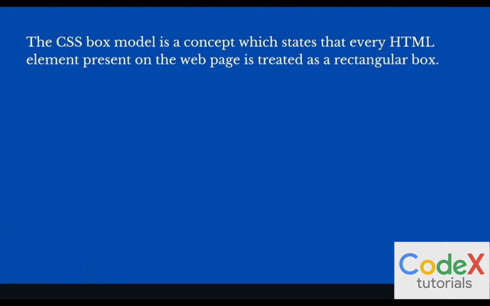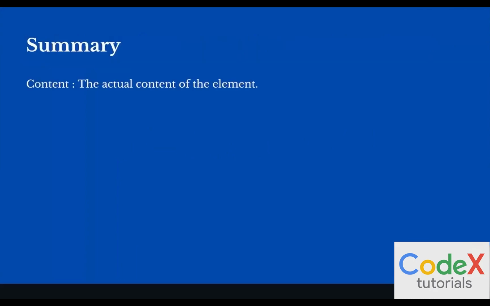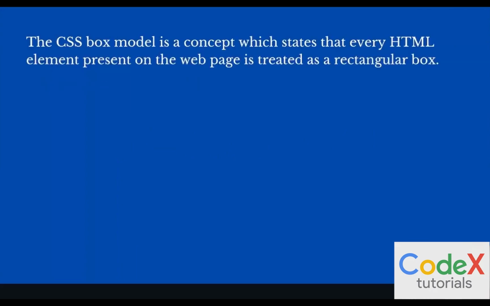Now, the CSS box model is a conceptual way which states that every HTML element present on the web page is treated as a rectangular box. No matter what the HTML element is, it's always going to get treated as a rectangular box with certain properties inside of it. This enables CSS to treat each and every HTML element fairly, and it also provides an easier alternative for CSS to calculate and lay out the HTML elements according to the design of the page.